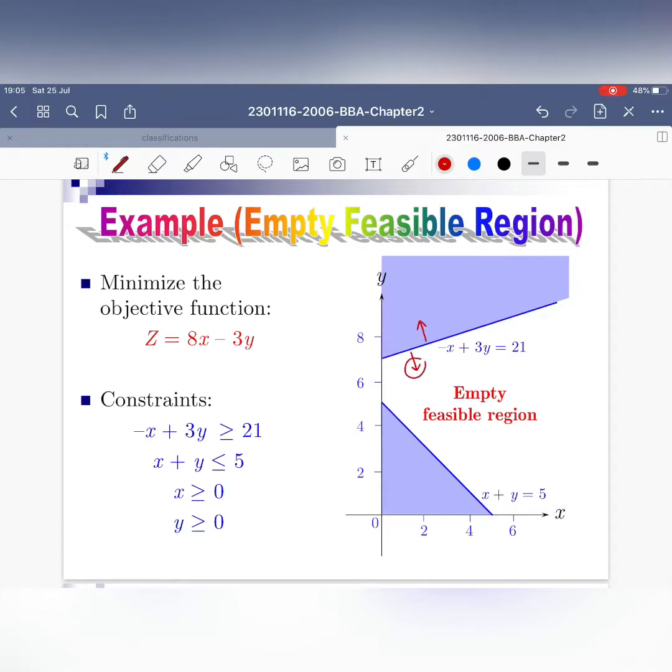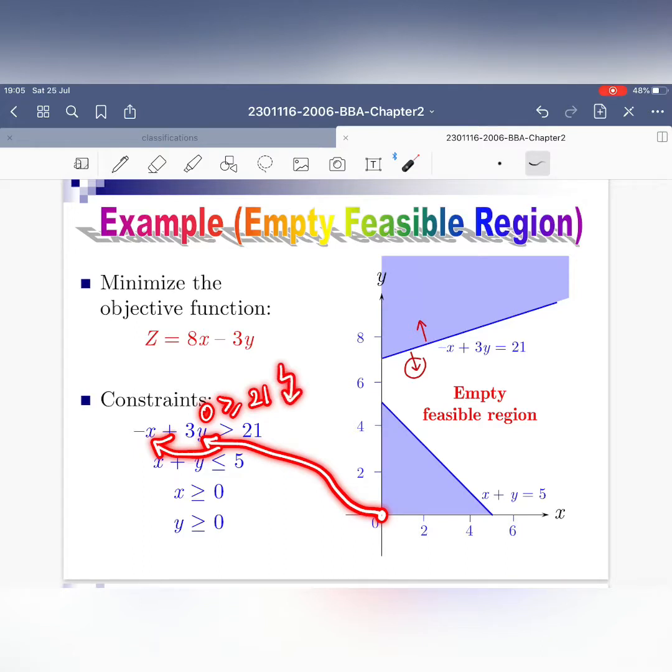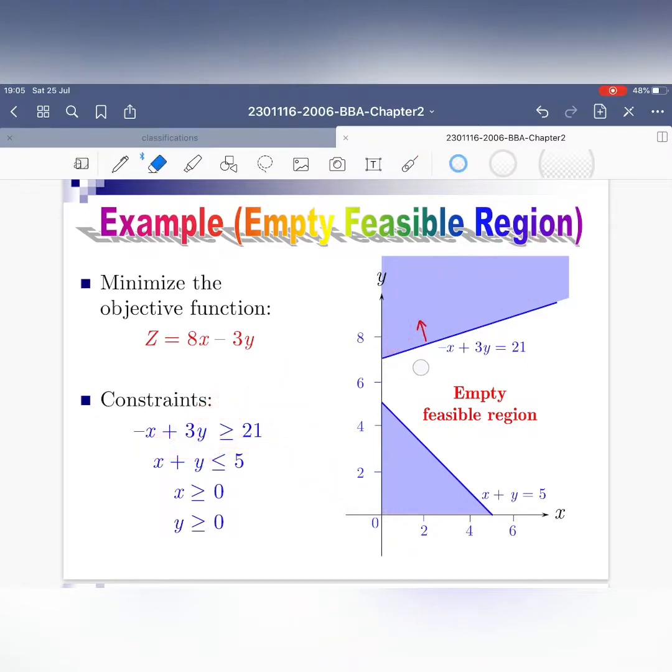For the one below, you see that you have (0, 0) as an easy point to test. As you plug in y to be 0 and x to be 0, you have 0 greater than or equal to 21, which is not true. So it means that the region you want to include is not the one passing through (0, 0), so it must be the one above. So you just use the one above, just write that.